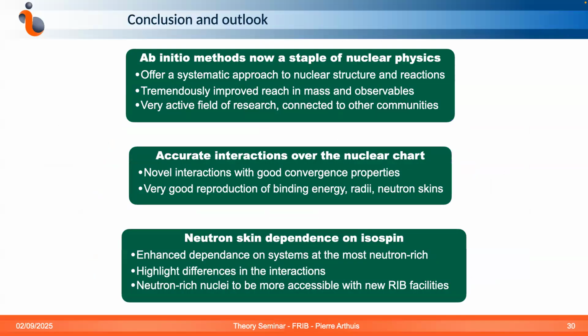And with that, I come to my conclusion. So I've mentioned many methods that are now a staple of nuclear physics, offering a systematic approach to nuclear structure and reactions, which I've not talked about, but is the subject of my visit here at FRIB. Tremendously improved reach in mass and number of observables that we can tackle over the past two decades. It's a very active field of research connected to other communities in nuclear physics, in astrophysics, but also in quantum chemistry, for example. I've introduced two new interactions that are accurate over the nuclear chart with good convergence properties, good simultaneous reproduction of energies, radii, and neutron skins.